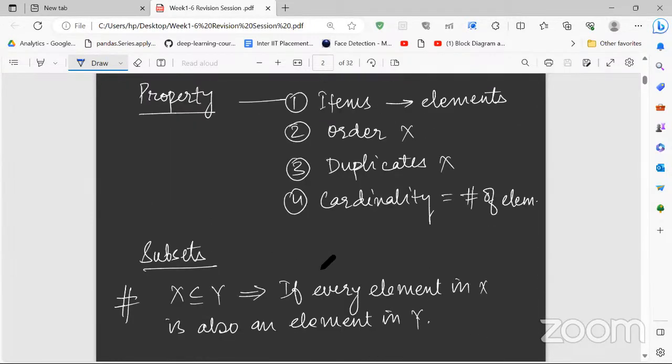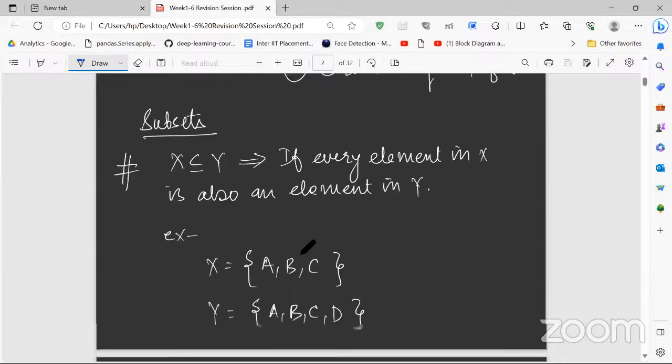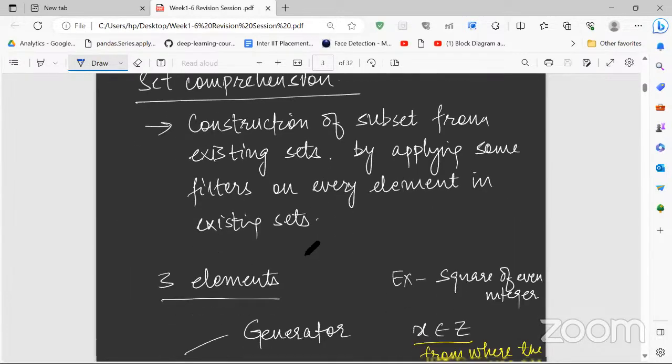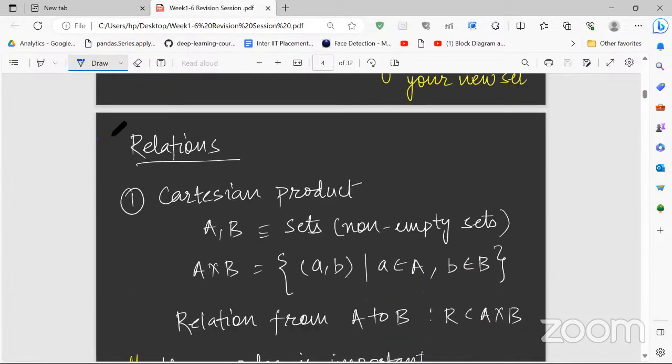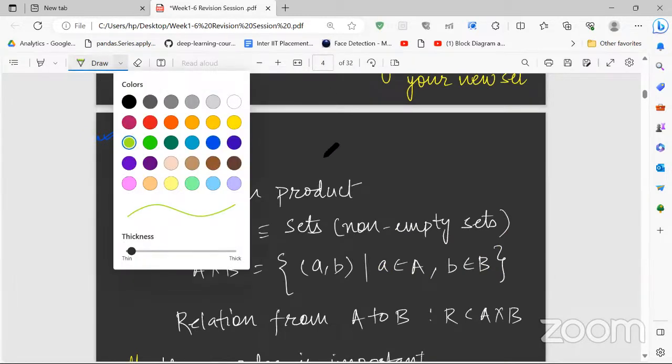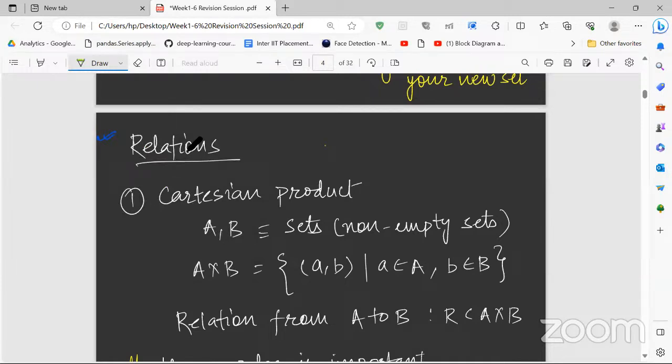Okay. And cardinality, you are already aware of the number of elements that are there in the sets. It's not that important. Whatever is important, I'll tell you. So you can just start from the relation. This is the most important concept from this week that you should be knowing.